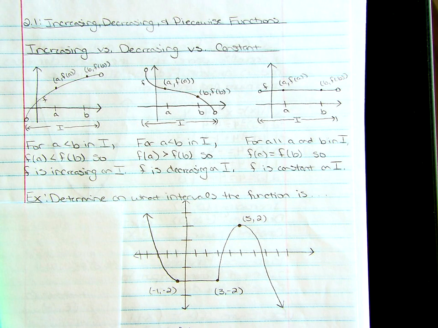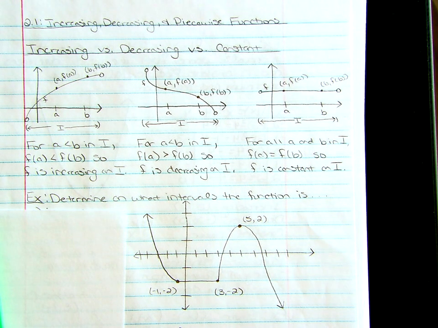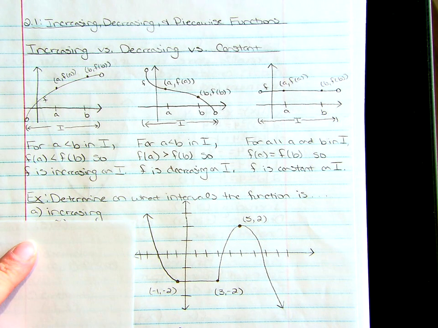So this picture that I've drawn here for our first example says determine on what intervals the function is, and then it says... So let's figure out the interval for which it is increasing. And if it says interval, that means it wants it in interval notation. That's where we use our parentheses or our brackets, and we put the low value and the upper value. So I need to figure out where this graph is increasing.